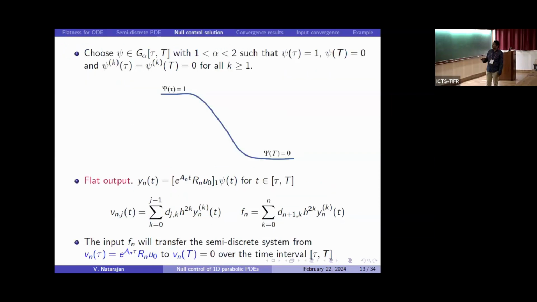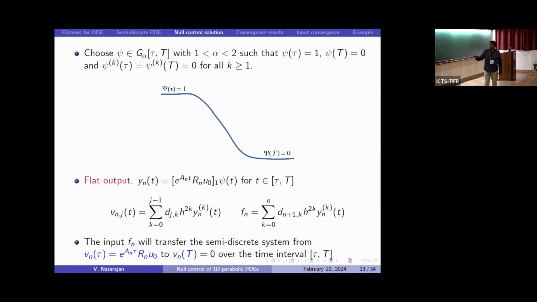So what we do is we use a cutoff function, a function psi, which is C infinity and has nice properties in terms of the derivatives. It starts at 1, ends at 0, and all the derivatives at both ends are 0. Now you redefine your flat output to be what you had earlier, multiplied with the cutoff function. Now you can see that if you take yn and all its derivatives at capital T, because of the cutoff function, the final state is going to be 0. So at capital T, all the vn,j are 0 and Fn is also 0.